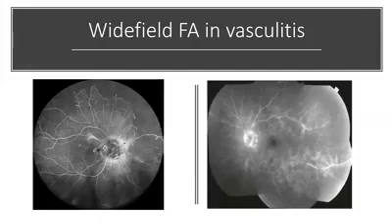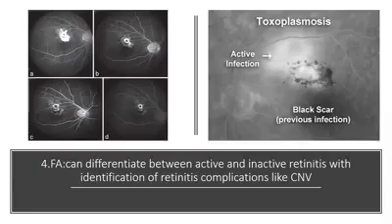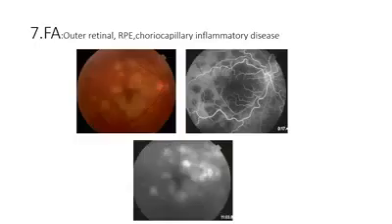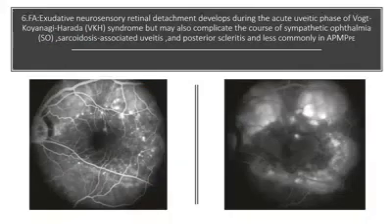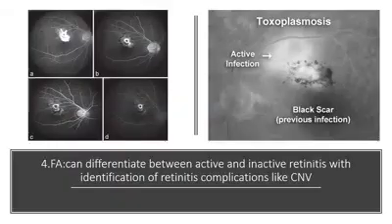The wide field fluorescein imaging is also very useful for the detection of complications of occlusive vasculitis, like peripheral retinal ischemia, and also complications like NVDs or NVEs, neovascularization elsewhere. One of the advantages also of fluorescein angiography is the detection of active versus inactive inflammation.